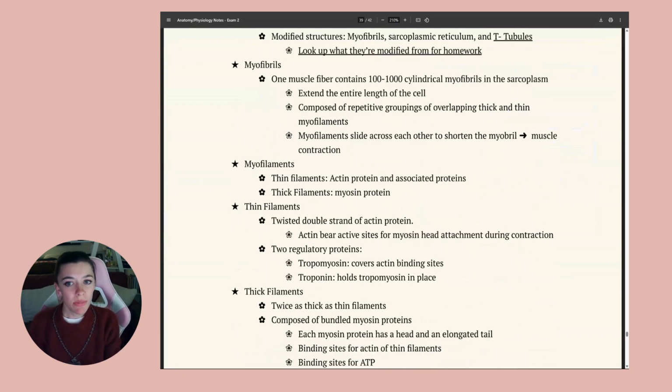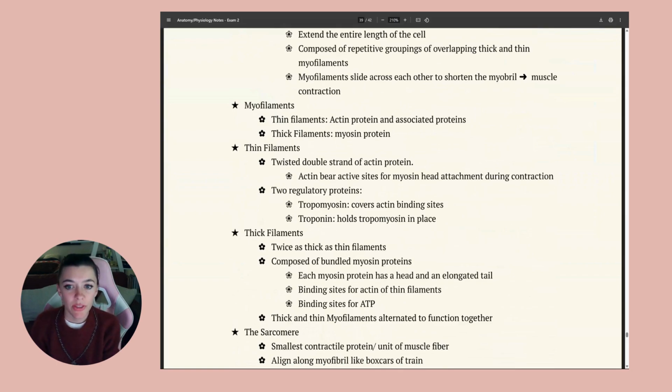Myofibrils. One muscle fiber contains 100 to 1,000 cylindrical myofibrils in the sarcoplasm. They extend the entire length of the cell, composed of repetitive groupings of overlapping thick and thin myofilaments. Myofilaments slide across each other to shorten the myofibril, and that is muscle contraction.